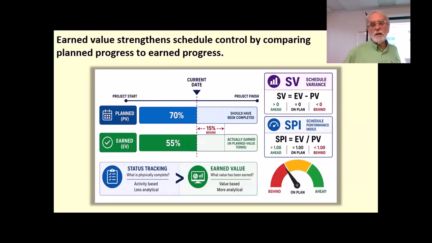So this is one way of looking. You can also take the schedule performance index to forecast what your completion date might be. So if you're operating at, say, 90% efficiency, which would be essentially 10% behind schedule.